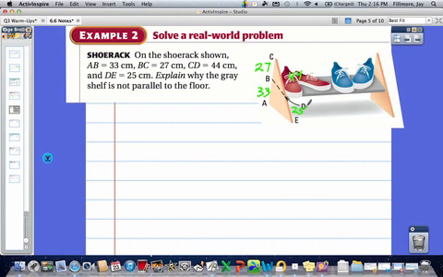Well, the converse of our theorem says that if we have proportionate sides, then we have parallel lines. Let's check and see if we have proportionate sides. 27 over 33 should equal 44 over 25. But they're not equal. Improper fraction, proper fraction. Greater than 1, less than 1.